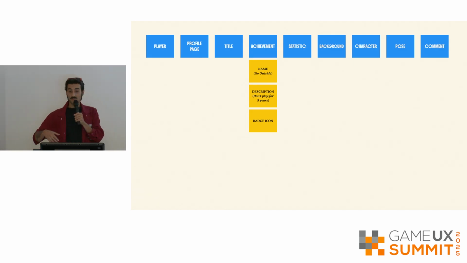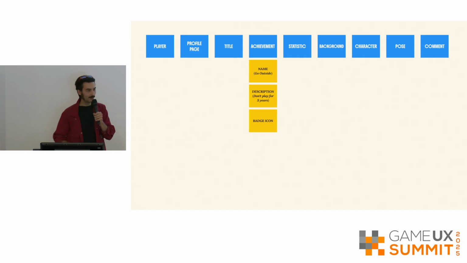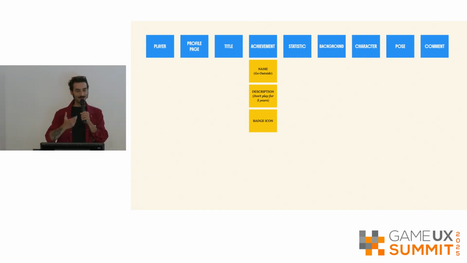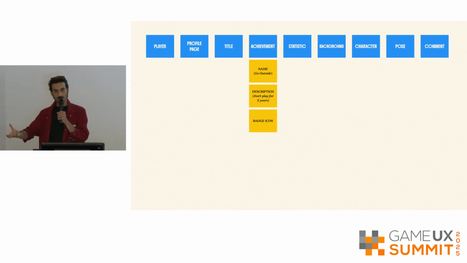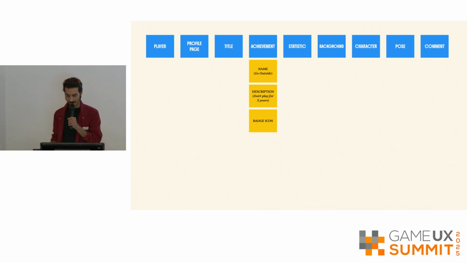We visualize core elements with yellow stickies. And we can also give examples of them. So like name, go outside, description, don't play for 5 years, you know. Basically, try and provide a little bit more context, even at this level, for other people that you're going to be showing this later on and communicating with.